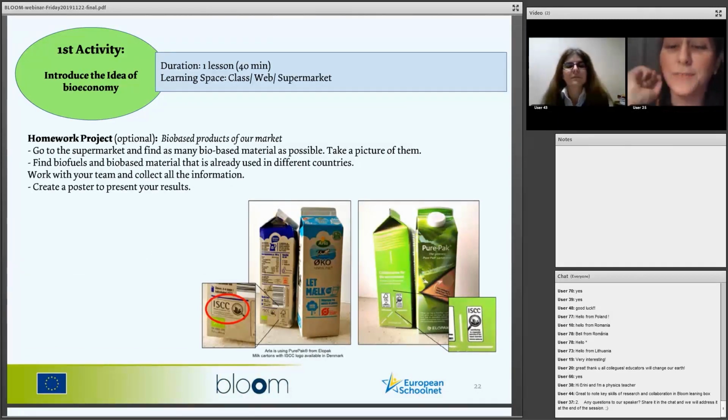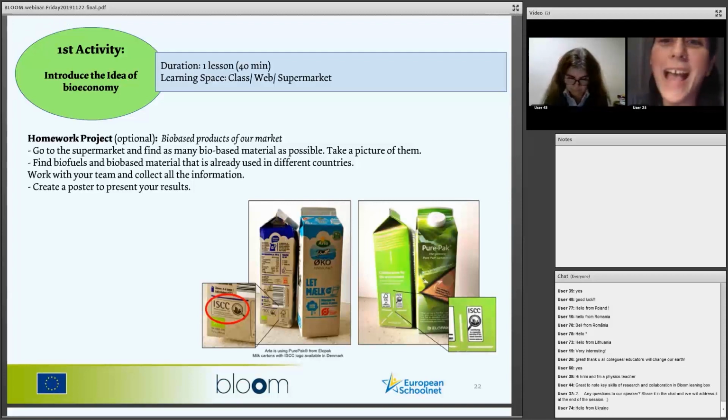After the 40 minutes of our class, we had the homework, of course. In that activity, they had to go to the local market or a supermarket, look at the products, and find as many bio-based products as they could. This was really nice, and I think it helped them a lot, because they made that important link between the lessons, the class, and society and their real life.